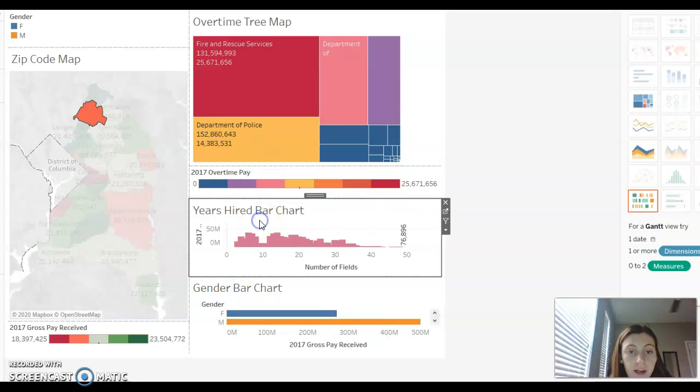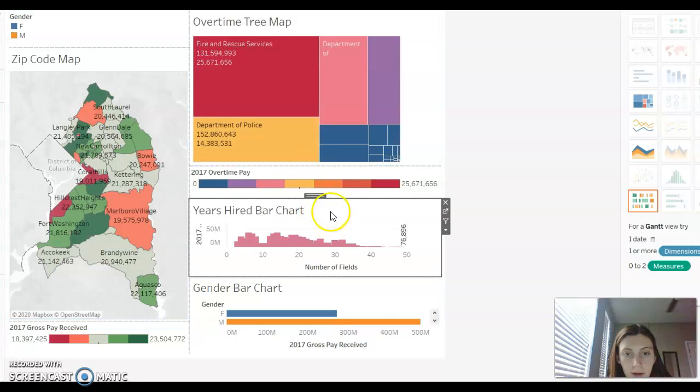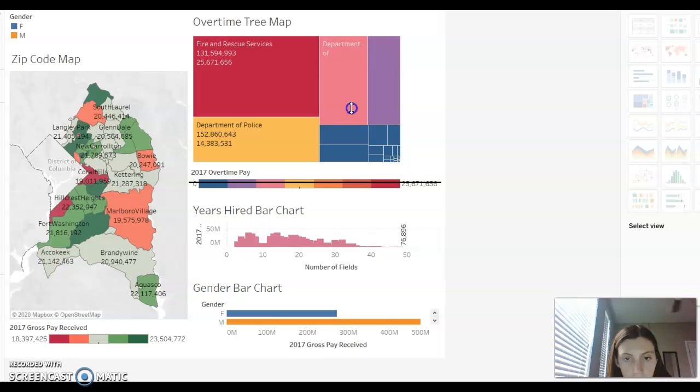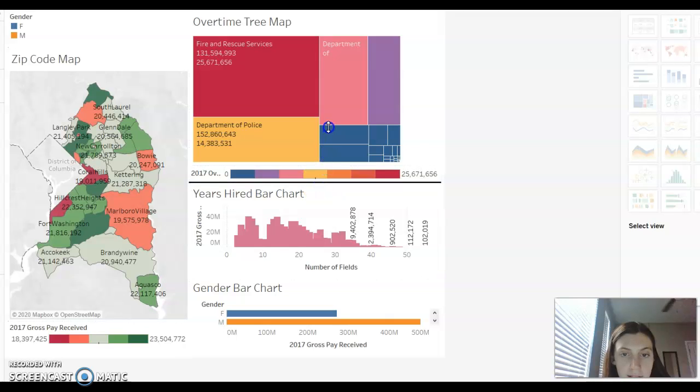Then we also have a years hired bar chart. I am going to slide it up. Okay, so here is the years hired bar chart. We have the number of fields, and it goes all the way from 3 to 55. It talks about the gross pay in millions, and the number of fields is the x-axis.